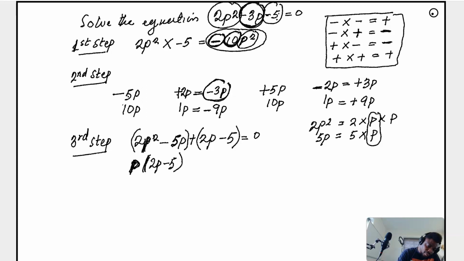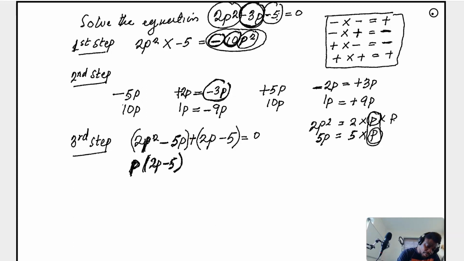For 2p squared, you've already taken that p is common. So what is left? 2p. That is why I'm writing 2p here. So this minus is this minus. For 5p, you've already taken that p is common. What is left? 5. So this is the 5. You can see, easy, elementary maths.